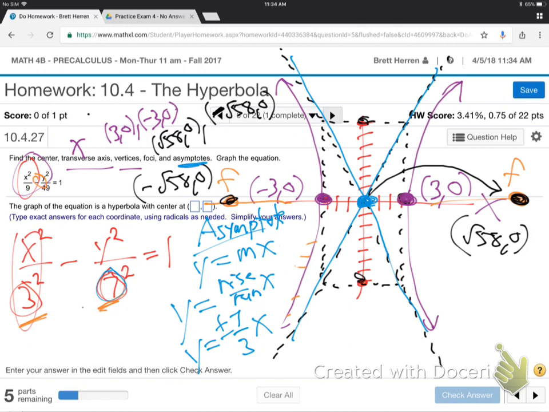How are we doing? Questions I can answer? Is this making some sense? It's not a lot different from the ellipse. Some of the beginning part's the same. So if you didn't get that ellipse section or that parabola section, spend hours with tutors in general. They help me. Come see me if you can. All right, I'll move on.